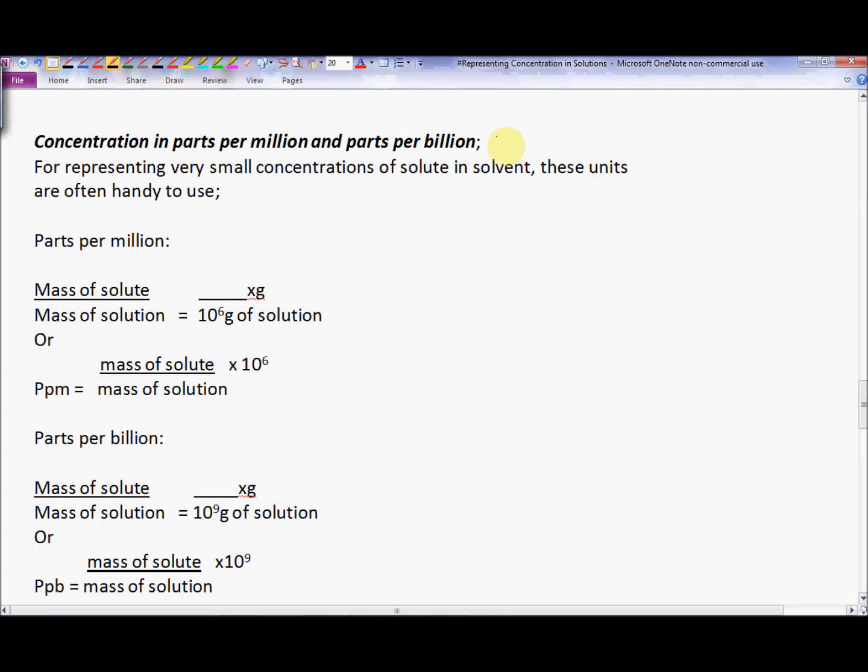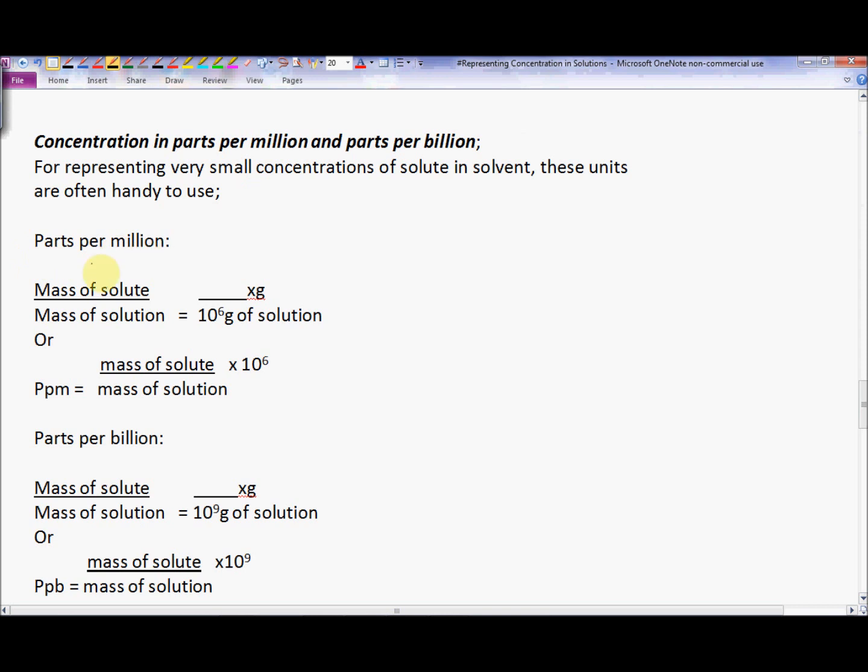Okay, and next we're going to talk about the concentration in parts per million or parts per billion. So when we're representing very small concentrations, like concentrations of drugs or concentrations of just very small materials in a large amount of solvent, these units are very handy for calculating concentration. So the first one we're going to deal with is parts per million.